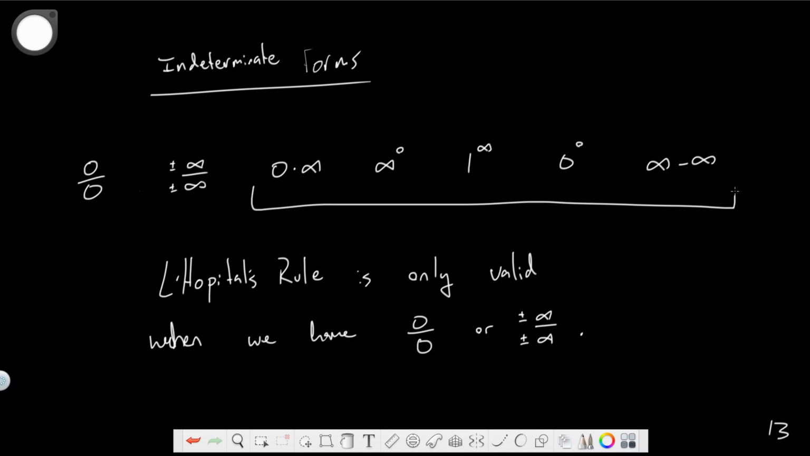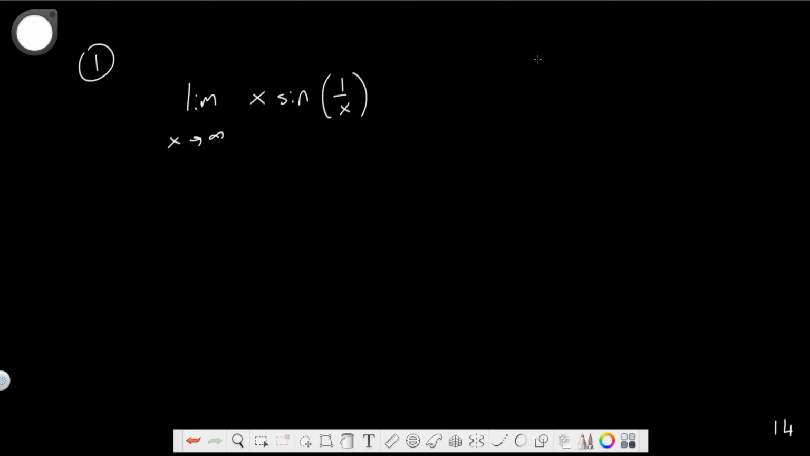Here's our first example of a problem of the right 5 forms. What is the limit as x approaches infinity of x times sine of 1 over x? All right, first of all, is this a battle? As x goes to infinity, my first term goes to infinity, and my second term, sine of 1 over x, as x goes to infinity, this gets closer to 0. Sine of 0 is 0. This is 0 times infinity. Bam! This is a battle.